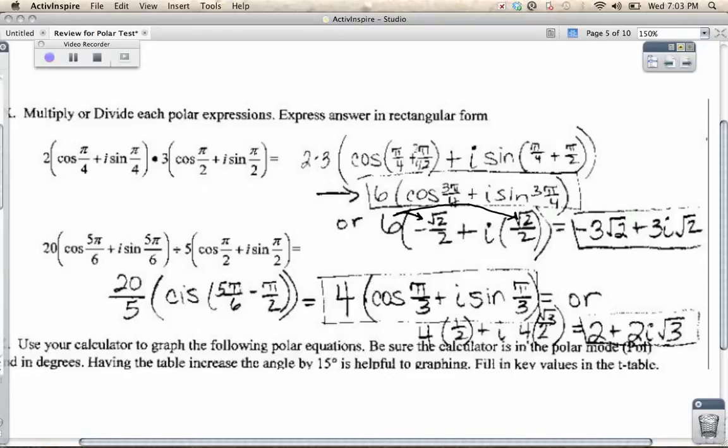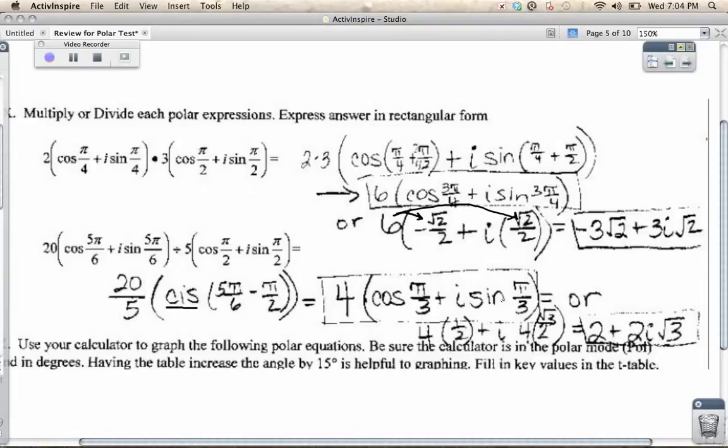Same thing for this one, except with division, you divide the r values and you subtract the angles. So 20 divided by 5, I'm going to replace it with that cis form, but remember that just means cosine plus i sine of the angle. In this case, 5 pi over 6 minus pi over 2. So 5 pi over 6 minus pi over 2 gives you pi over 3. So 4 cosine pi over 3 plus i sine pi over 3.